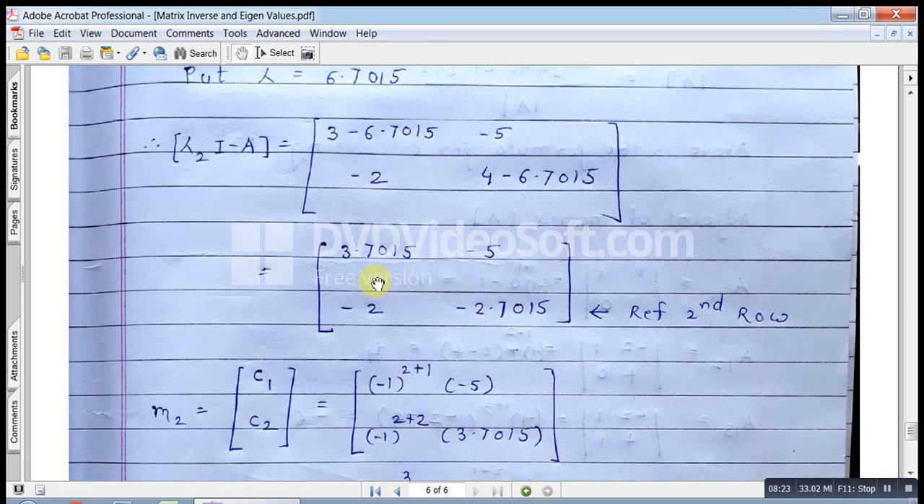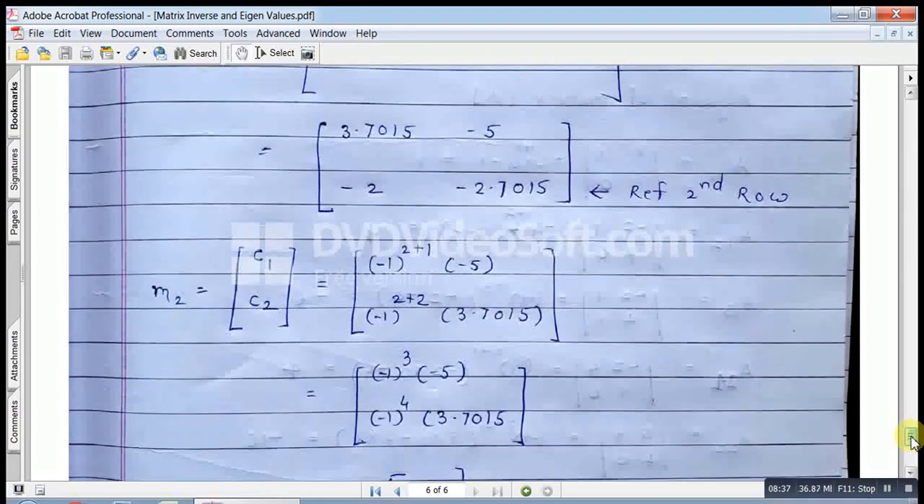You can consider the first row or you can consider the second row. I will calculate by the second row. So C21 and C22: minus 1 raised to 2 plus 1, because I am considering the second row, first column for this element. So we will not consider these values, that is 3.7015, and the adjacent value, minus 2.7015. So the remaining is minus 5.